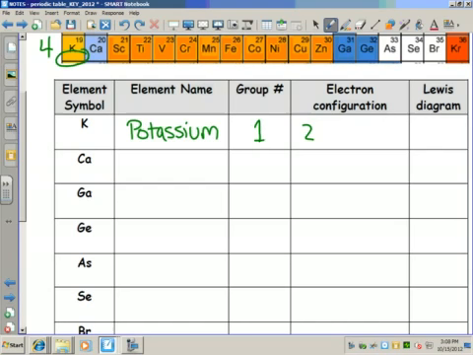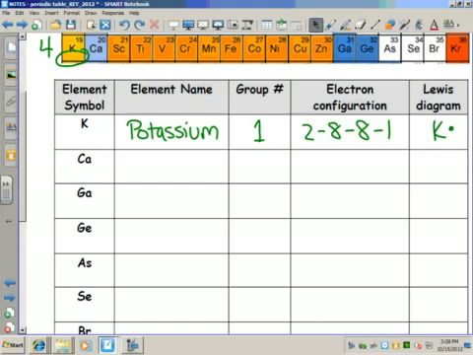2-8-8-1. Group 19, they should add up. 2 plus 8 is 10, plus 8 is 18, plus 1 is 19. The Lewis diagram, you'd use a dot or an X to signify the 1 valence electron in potassium.